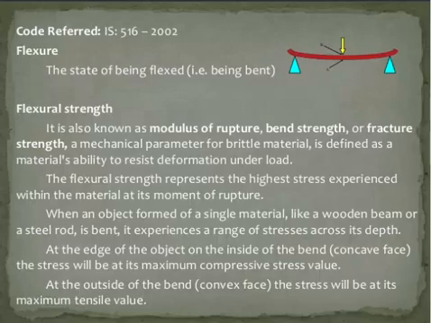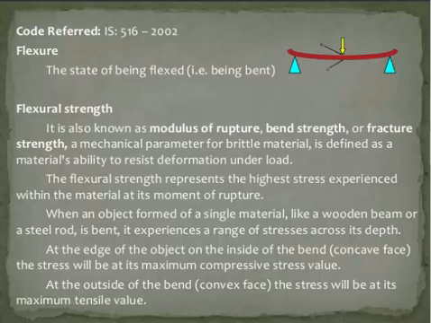So students, you can observe the diagram which is on the top right corner. When an object formed of a single material is bent, it experiences a range of stresses. The section is experiencing the stresses across its complete depth. And when you observe this, at the edges of the object on the inside of the bend, that is the concave case, the stresses will be at the maximum compressive value, and at the outside of the bend, the stresses will be at their maximum tensile value.